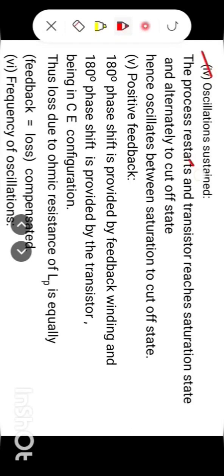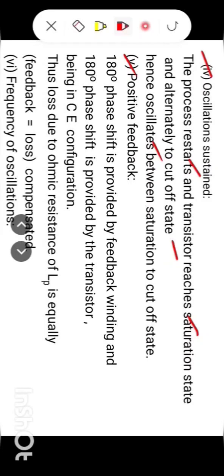Now fourth, oscillation sustained. The process restarts and the transistor reaches saturation state and alternately cutoff state. Hence, oscillations between saturation and cutoff state are sustained. Thus, the transistor oscillates between saturation and cutoff state, and oscillations are sustained.